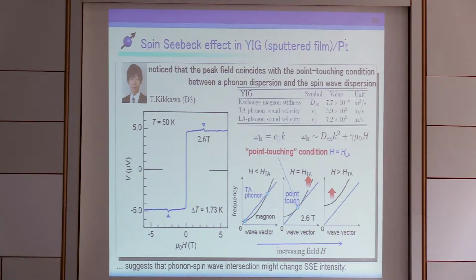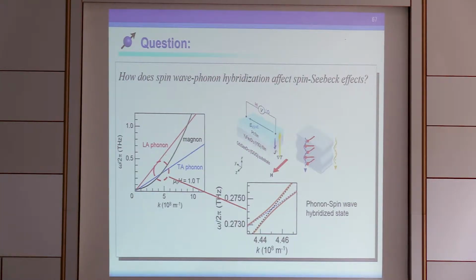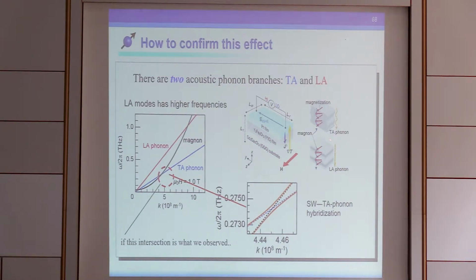Near this intersection point, a phonon spin wave hybridized state should be formed like this. And how does spin wave phonon hybridization affect the spin Seebeck effect? So we started collaboration with Gerrit Bauer and others because they already started the calculation of the magnon-phonon hybridization. And what is important here is that there are two phonons, LA phonon and TA phonon. LA phonon is a longitudinal mode like this, and the TA phonon is a transverse mode.